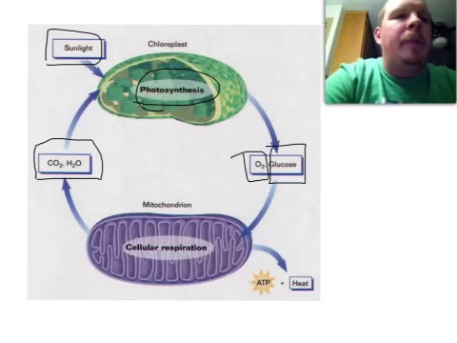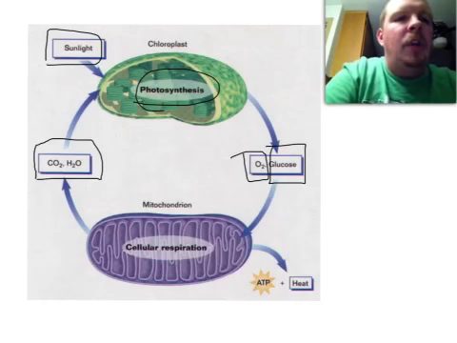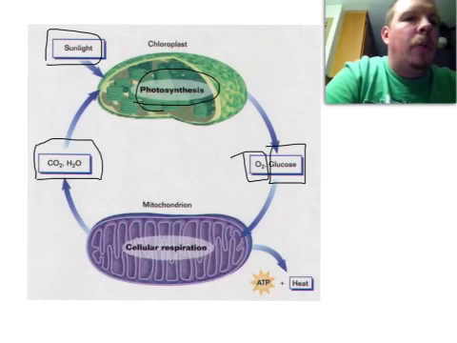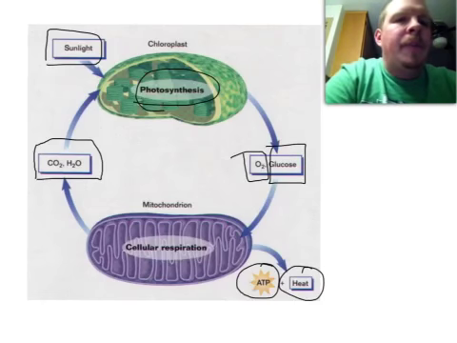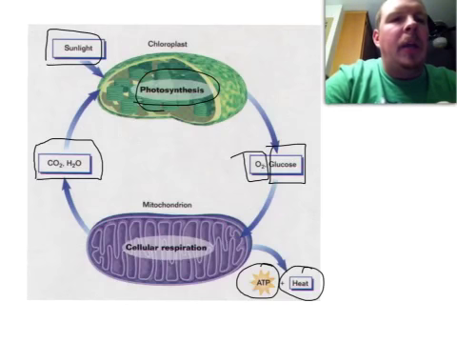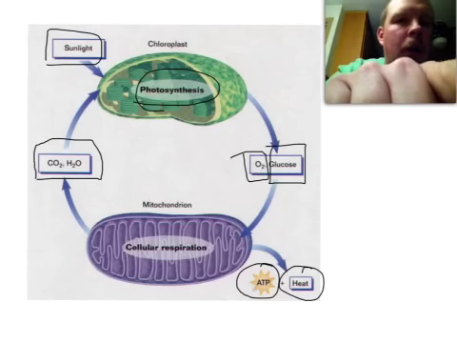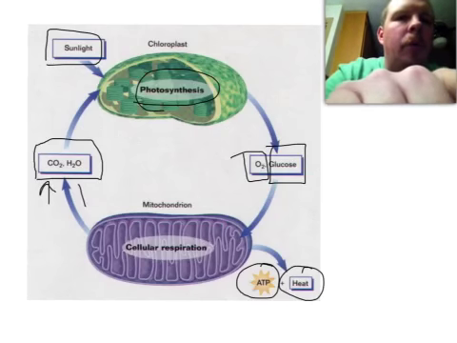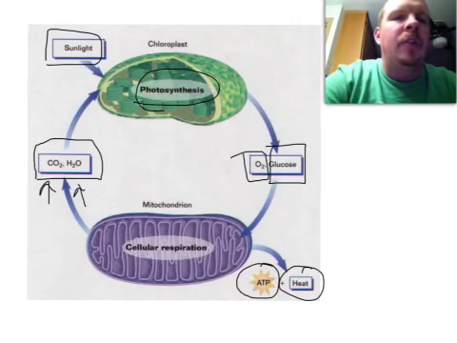And then what happens is we eat the plants, and so we eat the glucose. The glucose goes into our bodies, into the mitochondria, where cell respiration happens. We get ATP, and as a byproduct, we also get heat. And then we make, as waste products, carbon dioxide and water, which then get recycled back into the plant. So we are dependent on plants. Plants are dependent on us.